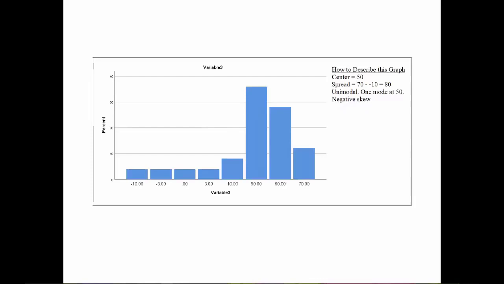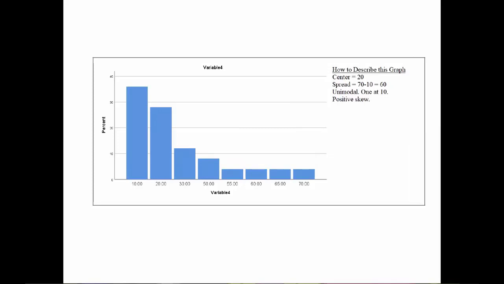In this graph, the center is 50, the spread is 70, the largest value, 70, minus negative 10, the smallest value, which equals 80. The graph is unimodal with one mode at 50. In this graph, there is a negative skew as the left side of the graph extends much further than the right side of the graph.